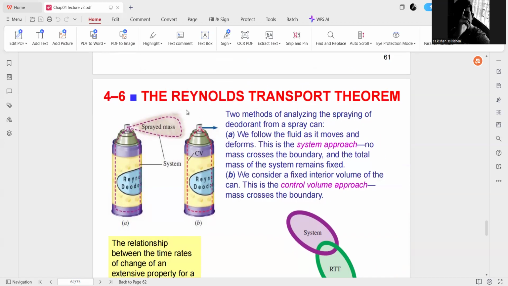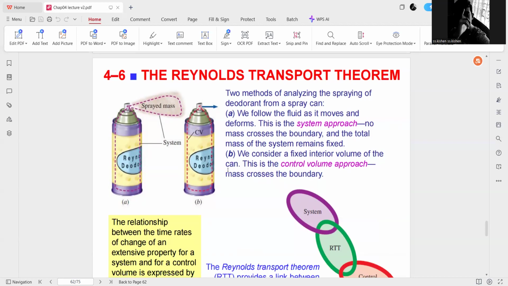The diagram shows two methods of analyzing deodorant being sprayed from a spray can. As we learned, following the fluid as it moves and deforms is called the system approach, because no mass crosses the boundaries and the total mass of the system remains fixed. In another case, a fixed interior volume of the can is called the control volume approach, because mass crosses the boundaries.